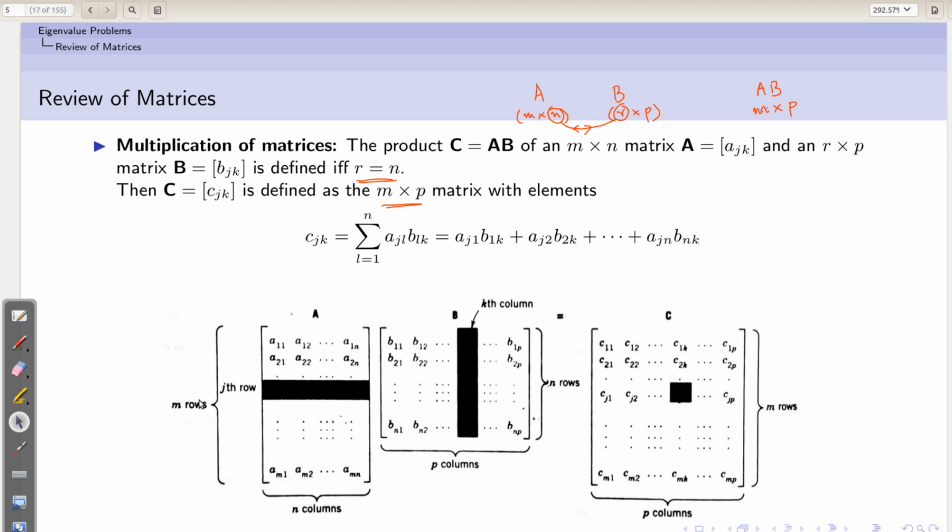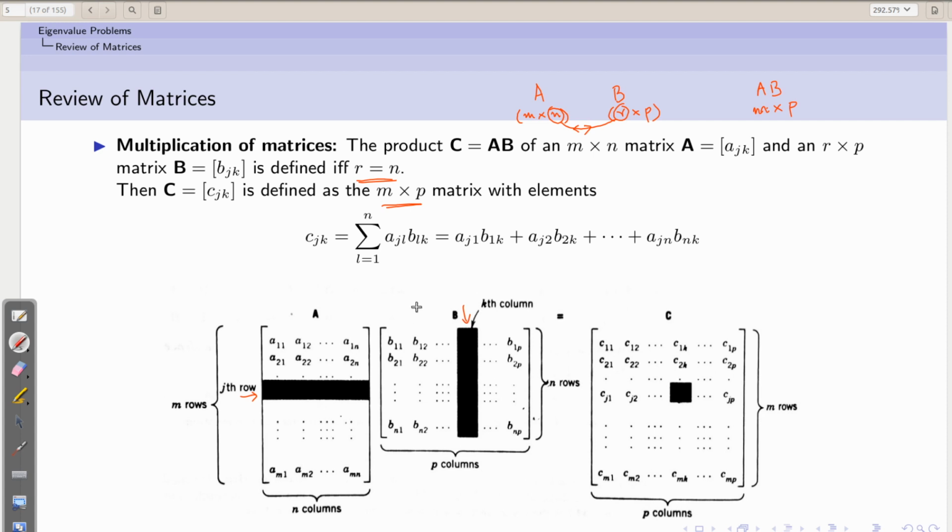So this is what happens here. I have a matrix A and I have a matrix B. You take, let's say, the jth row and the kth column. Then you multiply them element wise, and when you add them all together, that is going to give us the jk element of the product matrix.